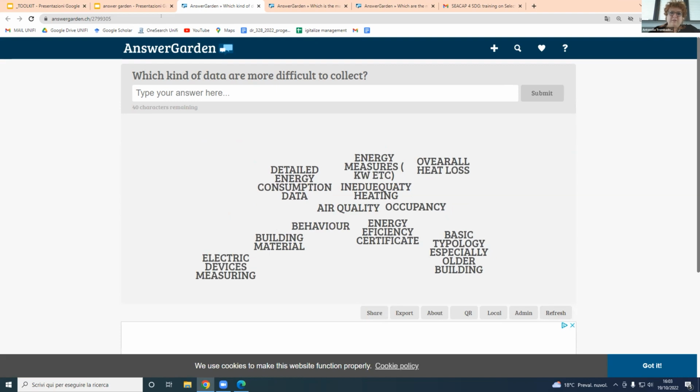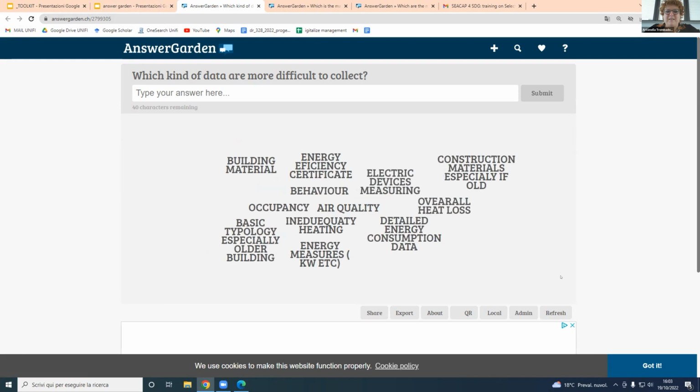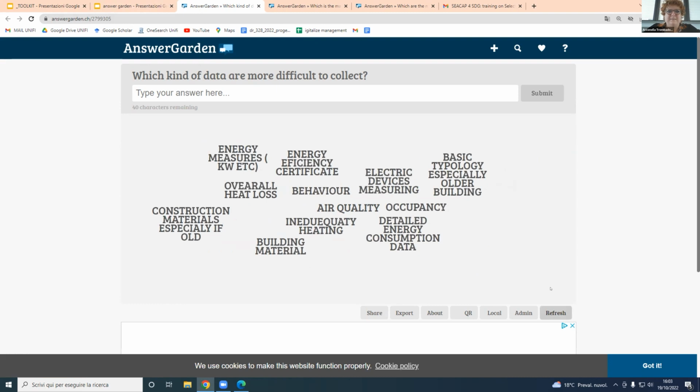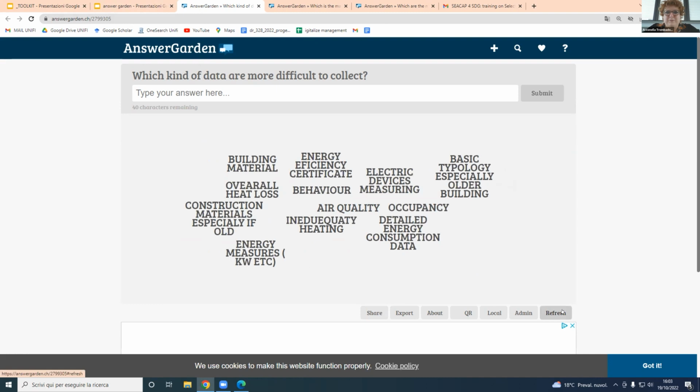Okay, I know that not only in Italy, but everywhere we have this similar problem to solve, especially to create a more effective knowledge framework. We have a similar problem to monitor and to check the detailed energy consumption data, of course, the kilowatts or the heat loss. Okay, thank you.